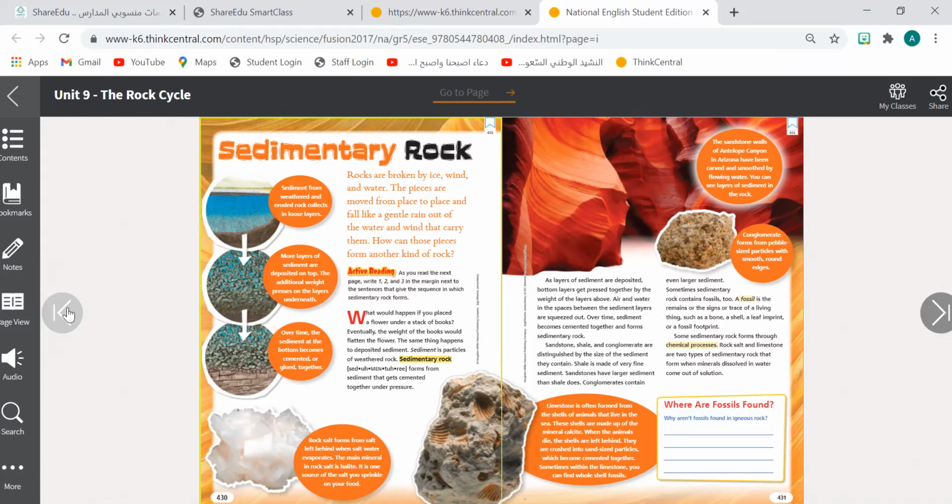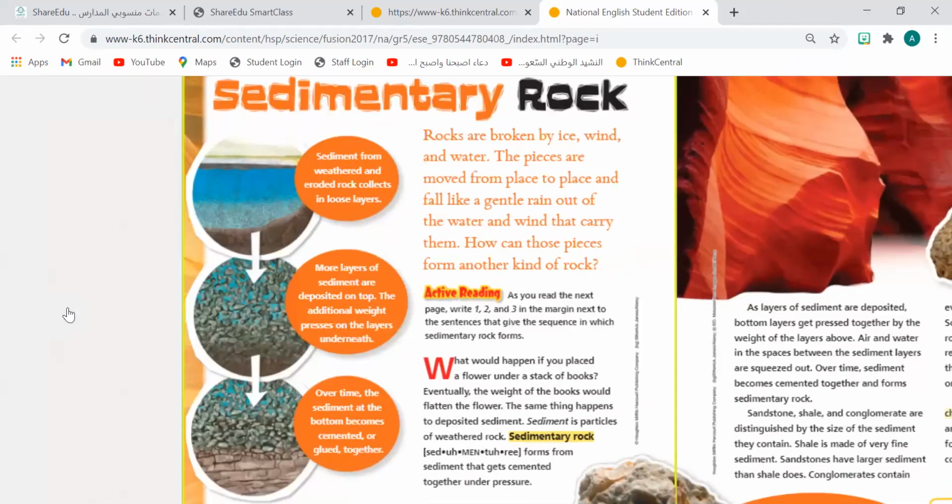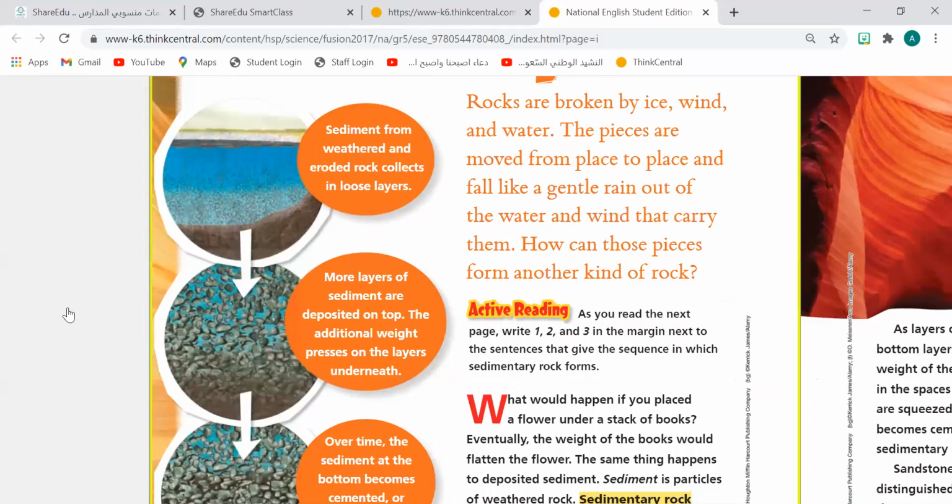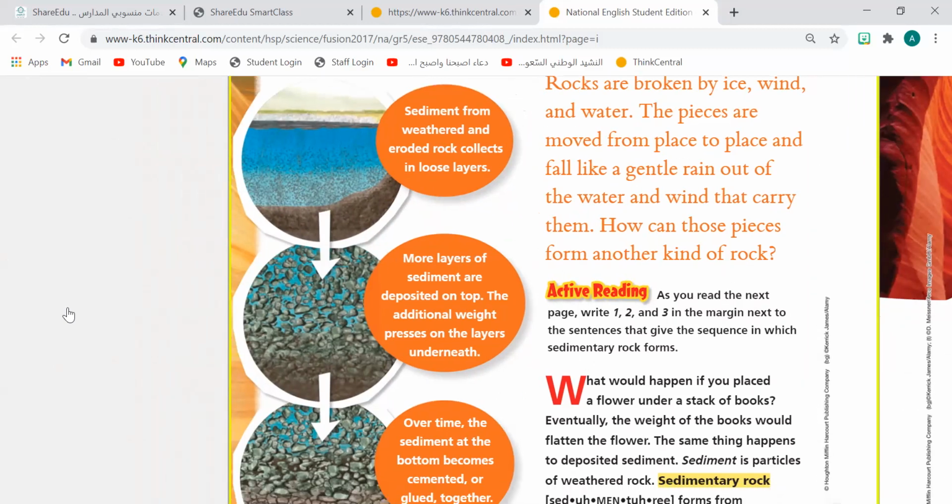Now, I'm going to tell you how sedimentary rock are formed. When I'm talking about sediments, definitely I'm talking about small pieces. So when they fall down, eventually they will reach where? From top of the mountain, they will reach the ocean.